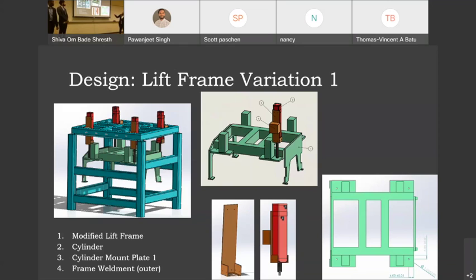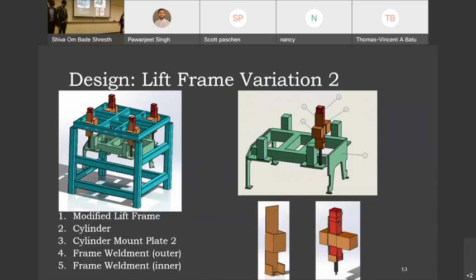The cylinder rod ends will extend through a modified version of the lift frame where we can drill holes, and then they are bolted on the other side. The second variation is very similar to the first one, except there is an additional support block here on the inside of the closing machine frame to provide additional support for the cylinders, and the mounting plate reflects that change here.